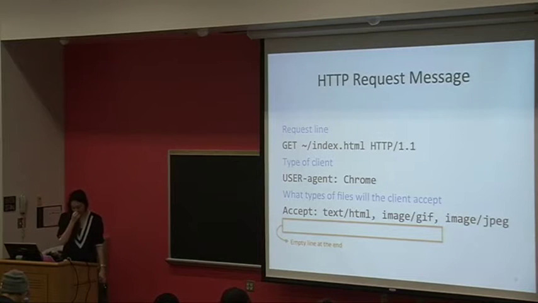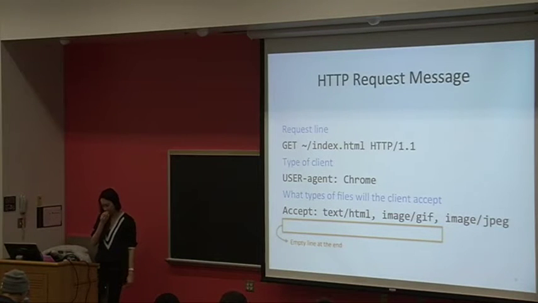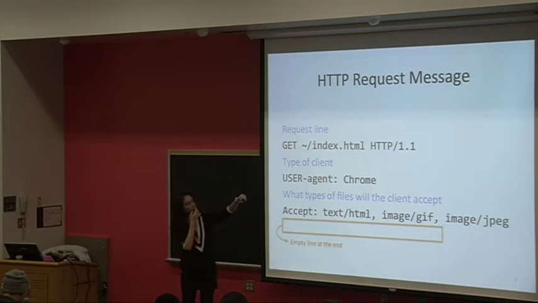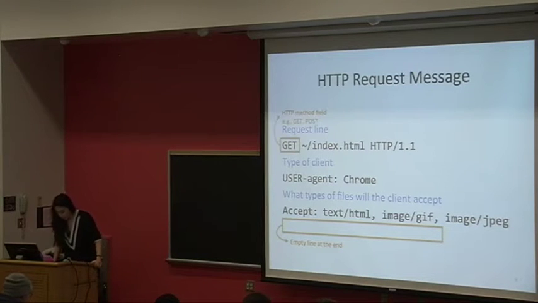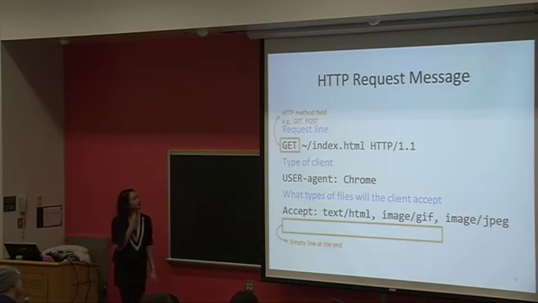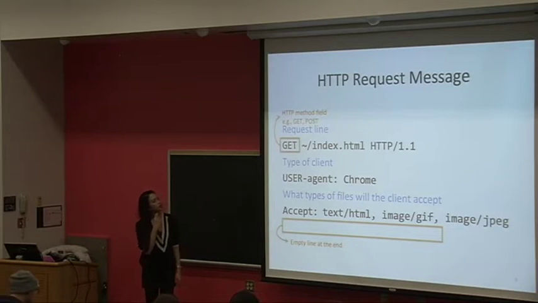So let's see what is included in the request line. In the request line, you can look at it as 3 parts: the GET, the path, and the version of HTTP. So let's start with GET. GET is actually an HTTP method field.